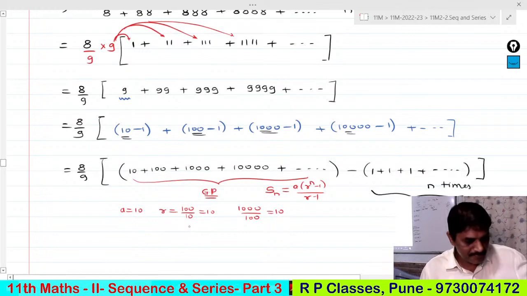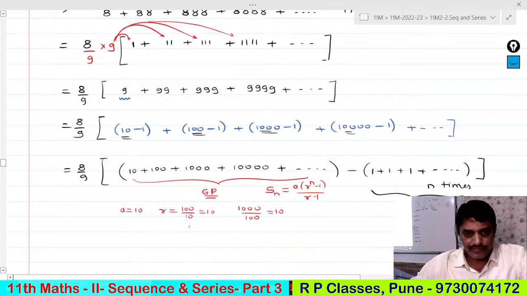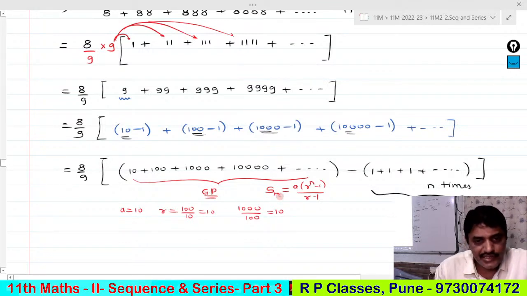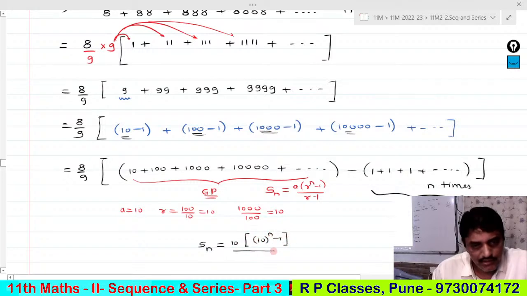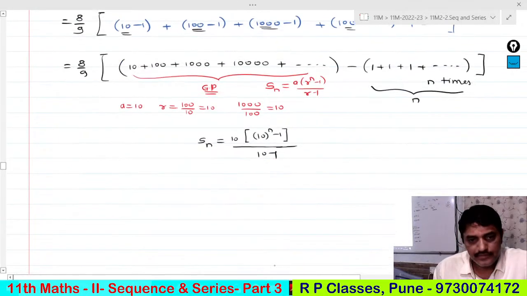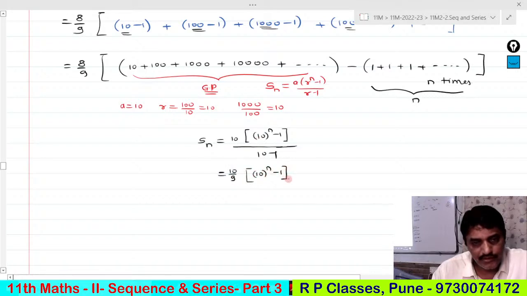Now that is nothing but, यहाँ पे सब्स्टिट्यूट कर लेते हैं. तो n is equal to n, a is equal to 10, r is also equal to 10, 10 raised to n minus 1 upon 10 minus 1. ठीक है. तो that is nothing but 10 upon 9, 10 raised to n minus 1. This is Sn. सही है. So what is the total answer?